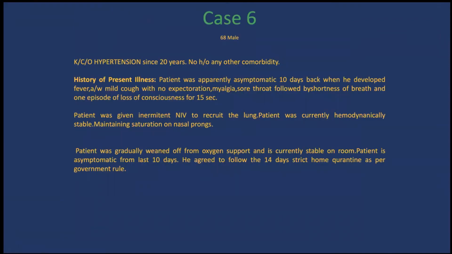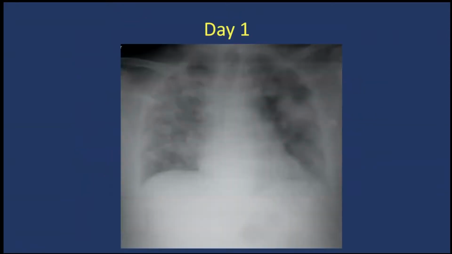My next case is a 20-year-old hypertensive, again asymptomatic, who then developed cough with expectoration. And he had severe respiratory failure. He was put on NIV. And this was his presentation on day 1. Again, we can see there are multiple alveolar consolidations. There is kind of a peripheral predominance.